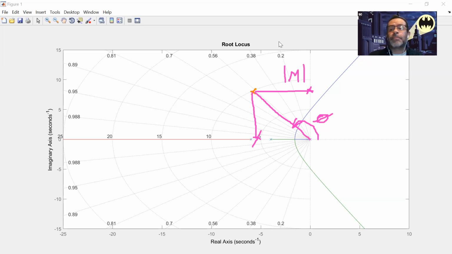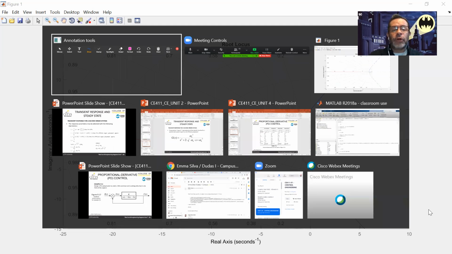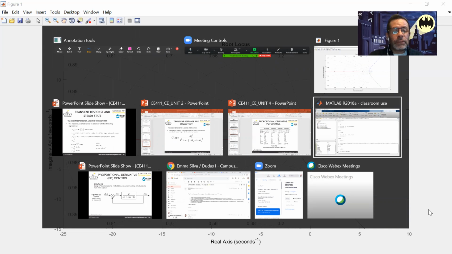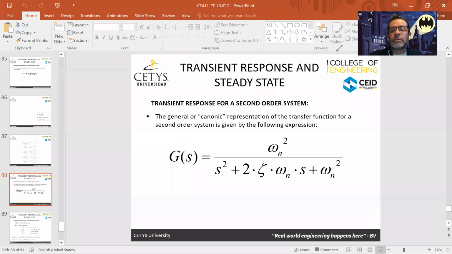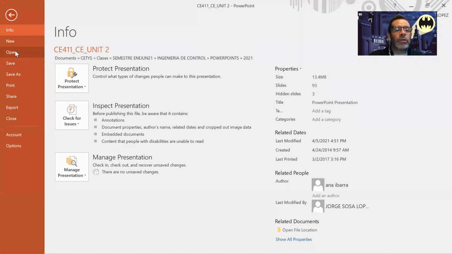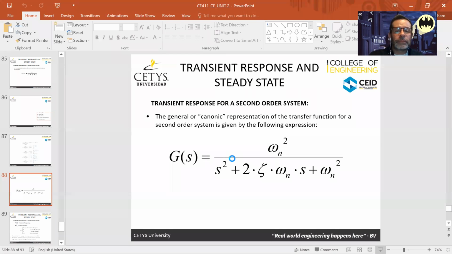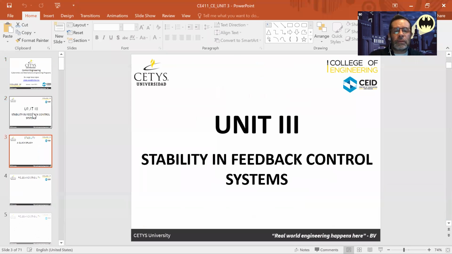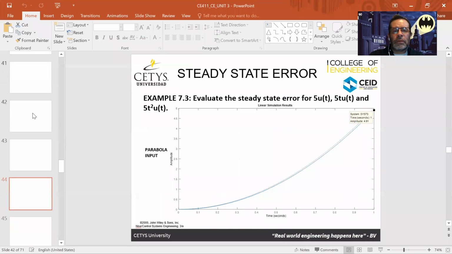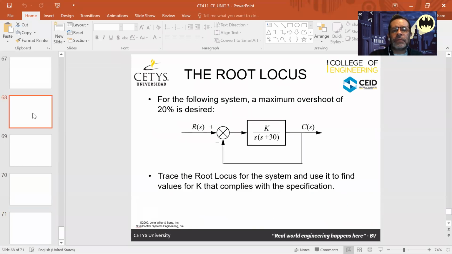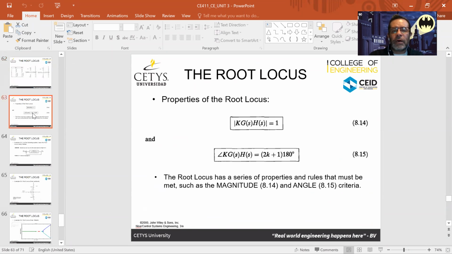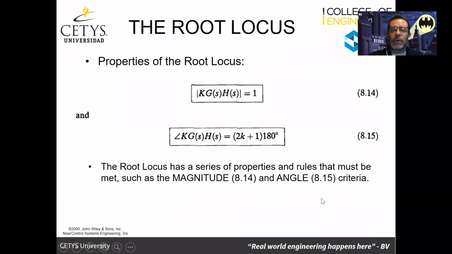The root locus has properties. Let me open the other, give me a moment here. In the properties of the root locus, there are these two properties. Any point in the root locus has to comply with the magnitude rule and the angle rule.